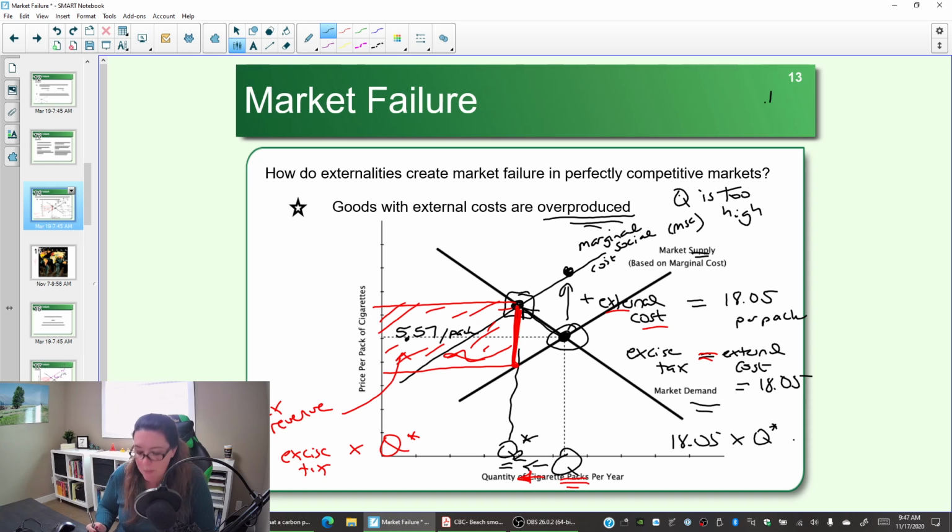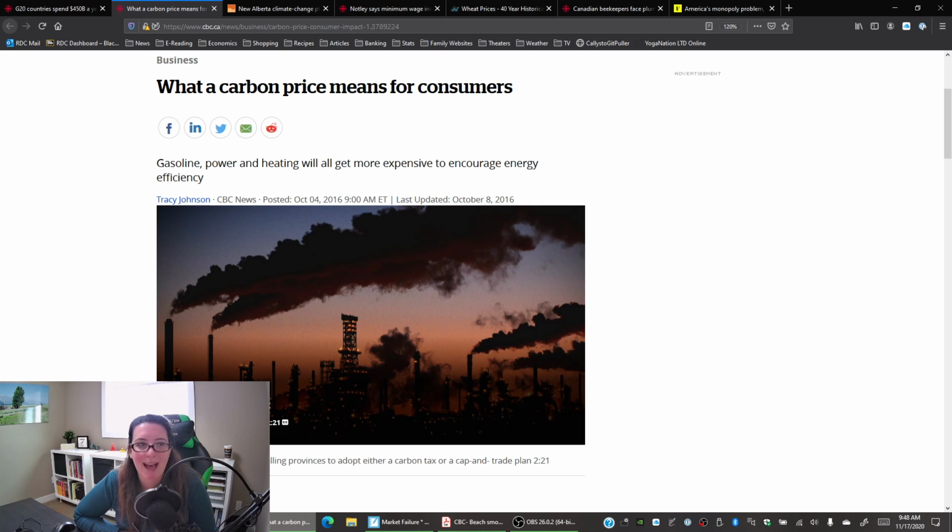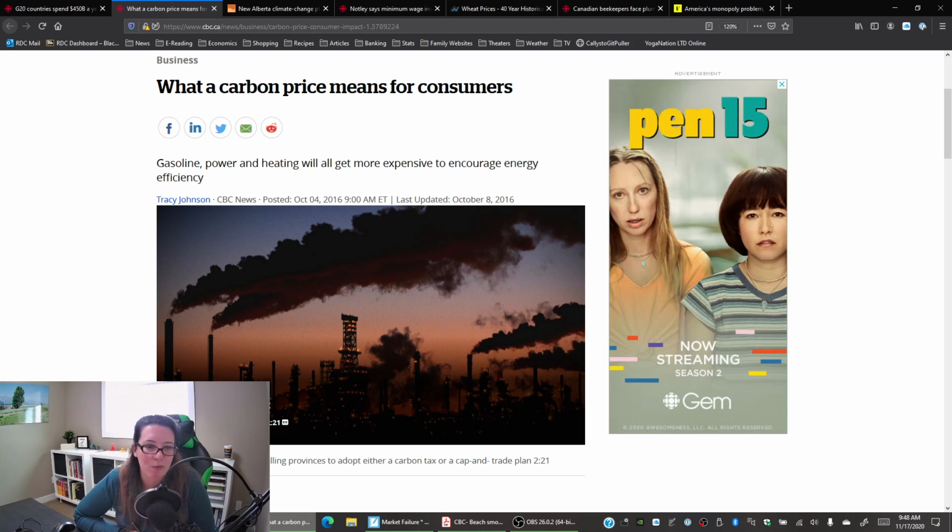So other examples of excise taxes would be things like the carbon tax that we have seen at a provincial level in Canada, as well as currently they're looking at having a federal carbon tax instead of a provincial one, since Alberta had a carbon tax and then removed it. So these are excise taxes, a way to internalize that negative externality, the impact you're having on people who are not the buyers and the sellers.